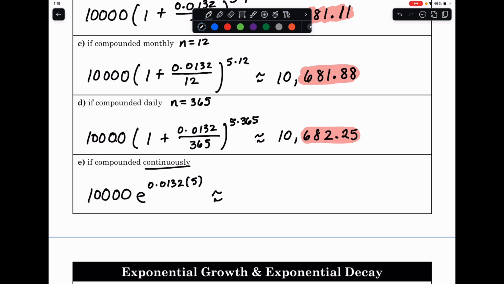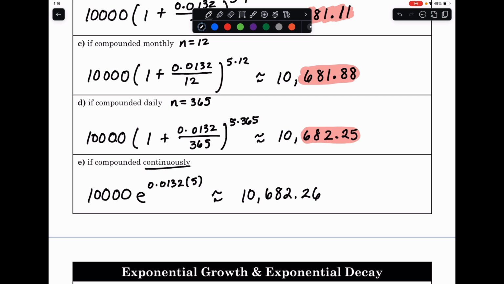It's not going to make much of a difference whether I compound it an infinite number of times or 365 times. It's really, really close. It's $10,682.26. Only a cent difference. So it doesn't make much difference compounding it daily or compounding it continuously.